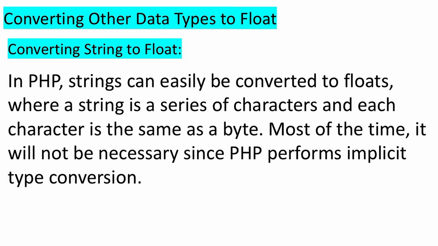This is known as implicit type conversion, meaning the conversion happens automatically without the need for explicit commands. In most cases, developers don't have to manually convert strings to floats because PHP does it behind the scenes during runtime. For example, if you write "25.75" plus 4, PHP will understand that the string represents a number and convert it to a float before performing the addition. The result would be 29.75, a valid float value.